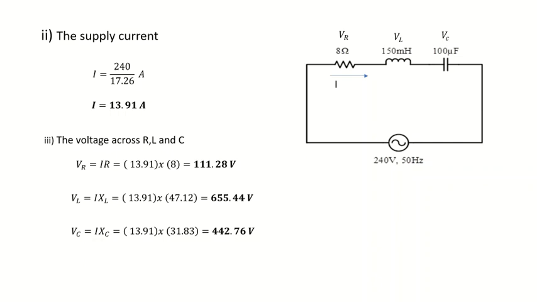The voltage across your inductance, the formula is I times your XL. Your I is 13.91, the magnitude of I, and the XL is 47.12. You multiply these two terms together, and it will give you the answer at 655.44 volt.